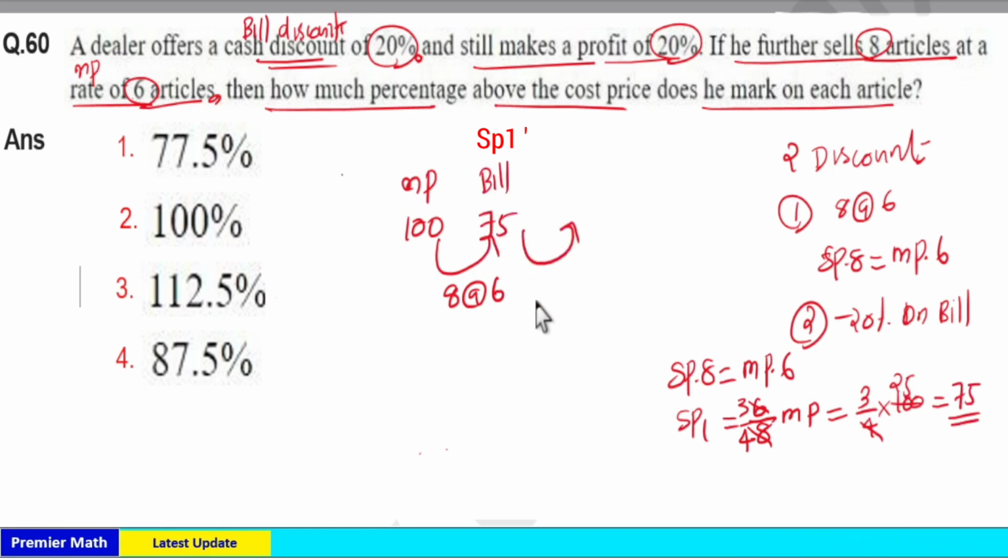Now you are getting 20% discount on your bill amount. So 10% of 75 is 7.5. 20% is 2 into 7.5, which is 15. So 75 minus 15 is 60 rupees, the amount you have to pay, which is the selling price here. So for one article you have to pay 60 rupees. Your bill amount is 75 rupees, but you only have to pay 60 rupees.